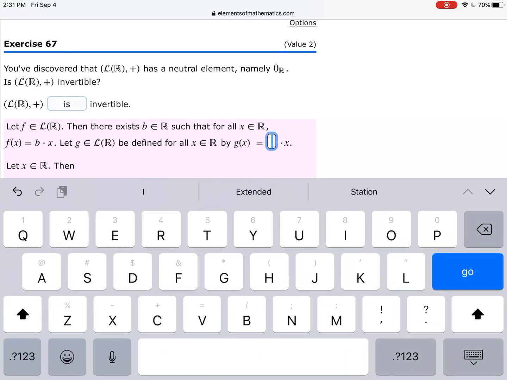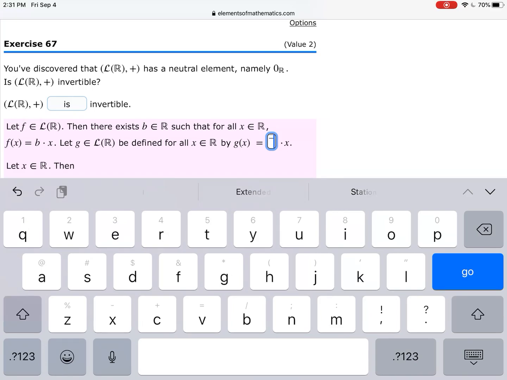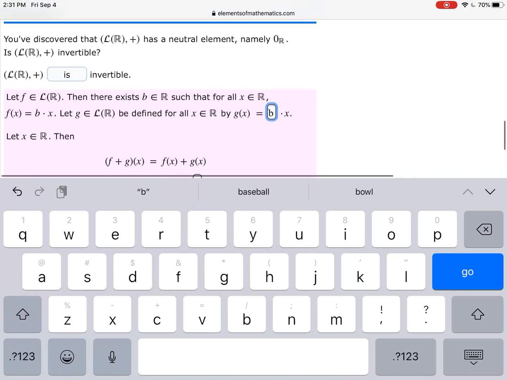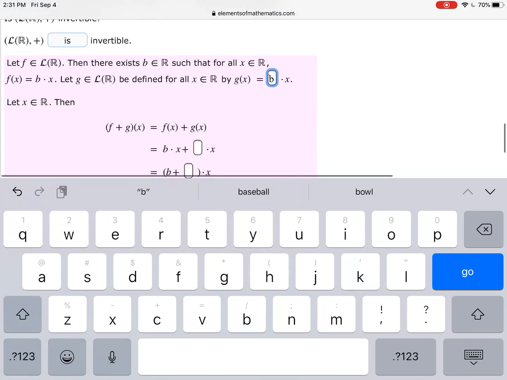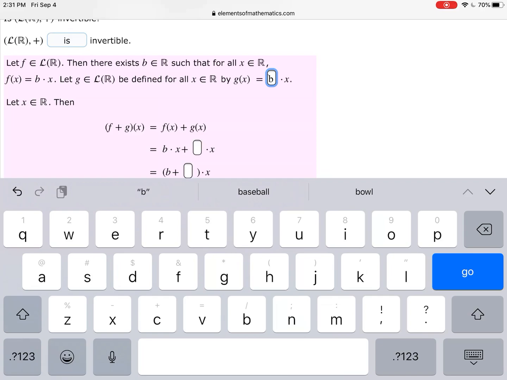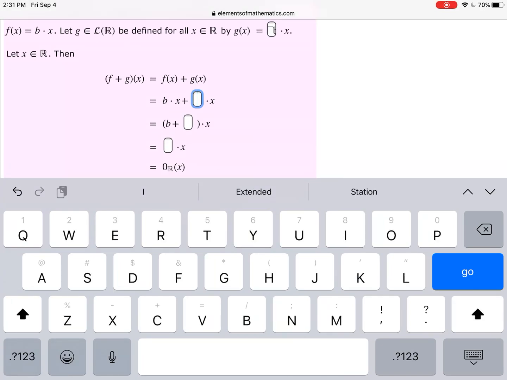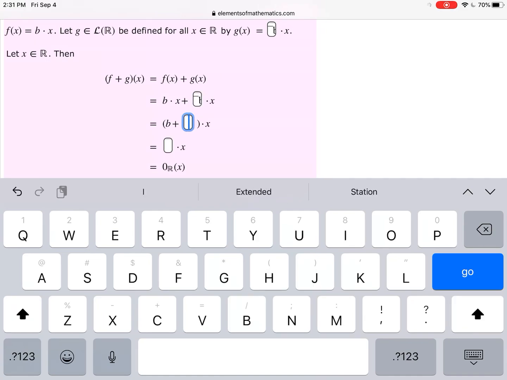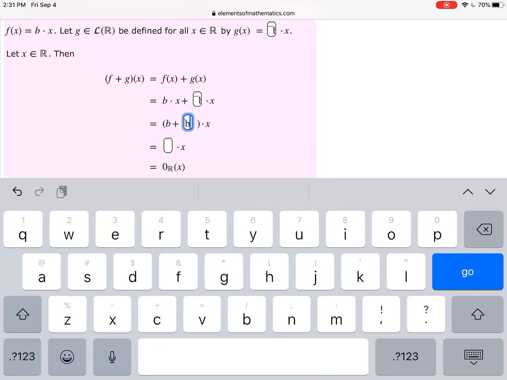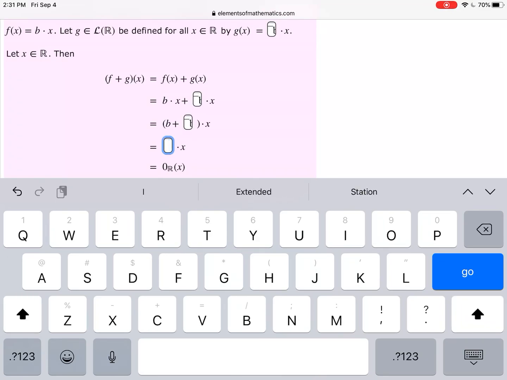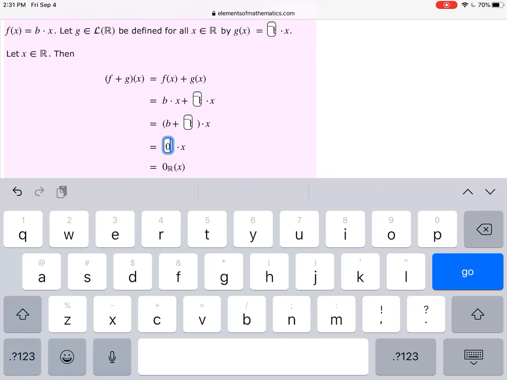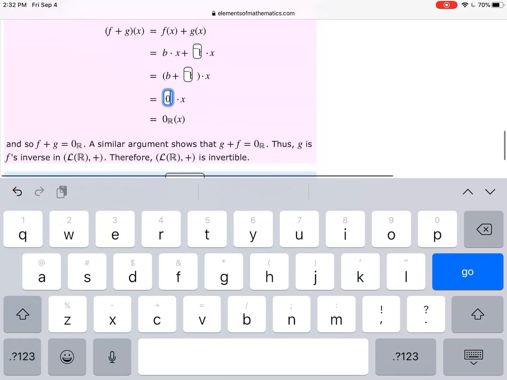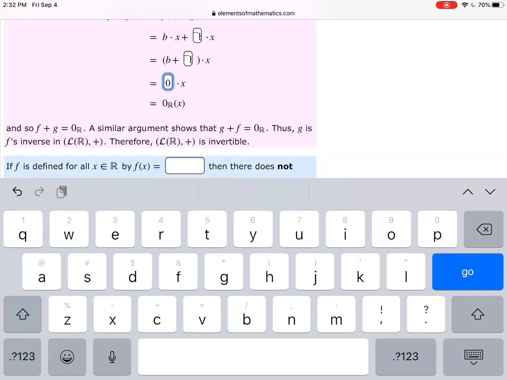So g of x equals, and we're going to put in negative b here, because again, I'm looking for invertibility. So I just typed a negative b in there. Make sure it looks like that. I mean, the negative's kind of off my screen, but I need you to understand that. So again, g of x is representing the negative b of x, like so. And so that means here again, I'm putting b plus negative b. And b plus negative b, of course, is 0. It takes me back to the neutral element.